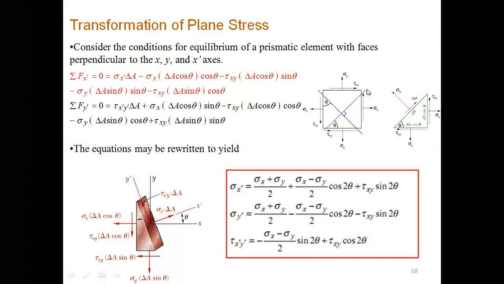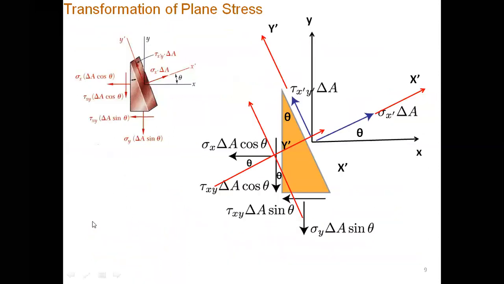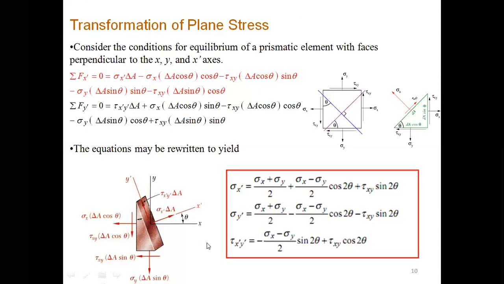You have to consider this portion of the stress element and draw the stress element like this. Then you have to resolve all of the forces along x prime and y prime, take the summation of all forces along x prime equal to 0 and the summation of all forces along y prime equal to 0, and then simplify the equations. You will get this equation and this equation. So finally, now we have the mathematical models for the stress values in the new coordinate frame.